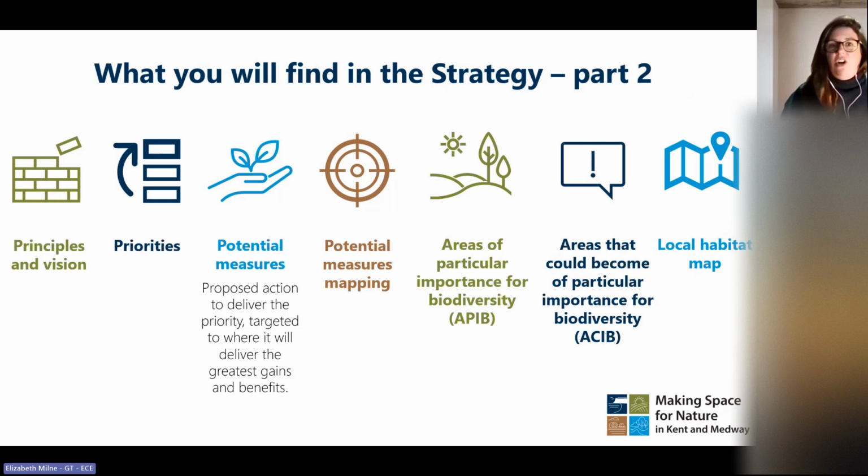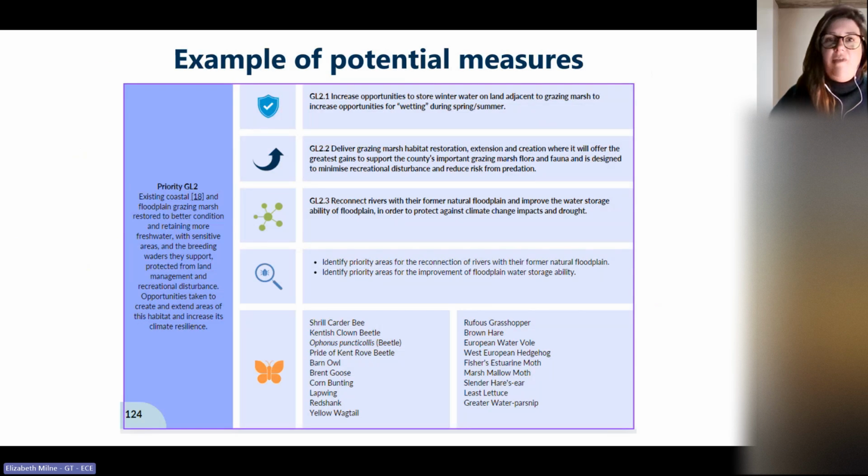Then sitting under each of those 52 priorities are a number of potential measures, and these are the proposed actions that have been identified that will deliver the priority. And when it comes to mapping it, they are targeted to where they will deliver the greatest gains and benefits. So here we have an example of potential measures for one particular priority. The priority that we're looking at here as an example relates to coastal and floodplain grazing marsh. And we have measures for every priority.